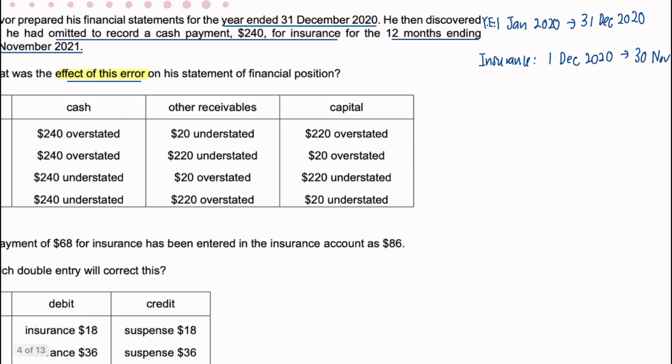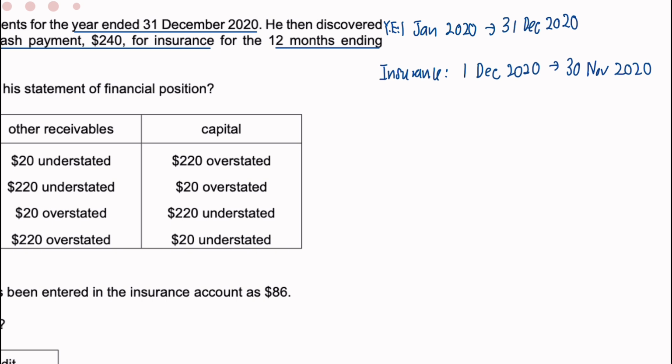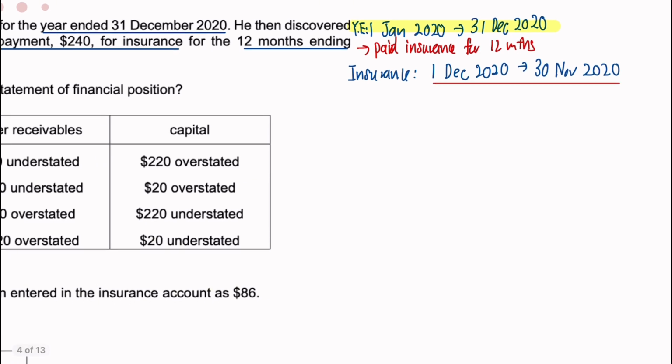But in the question, it stated that he had paid for insurance already during this year. So okay, during this year, well, I'll just highlight it. During this year, the business already paid insurance for 12 months. So if the business has already paid at the 31st December 2020, you can see that actually only 1 month is incurred, but the rest of 11 months is actually prepaid. Okay, so your prepaid starts from 1st January to the 30th November.